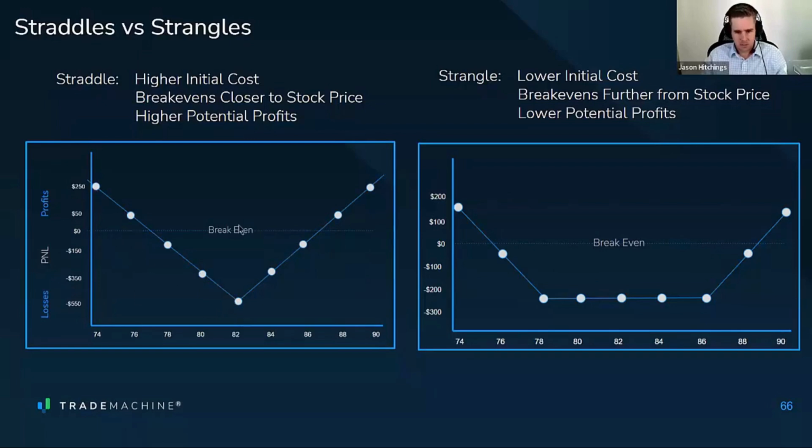And if the stock gets, say, up to 90, you've made some more money. You're out here at around 250 or something like that, and here you're down closer to 170 or 175. So the straddle is a higher cost position. The break-evens are closer in, and there's higher potential profits. The strangle has a lower initial cost. It's a little harder to make money to reach your break-even, and if you get to a profitable zone, you're still going to make a little bit less than you made with the straddle.